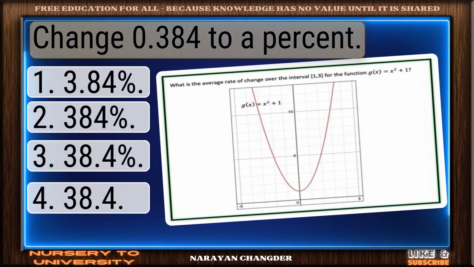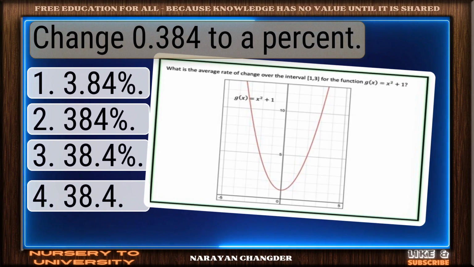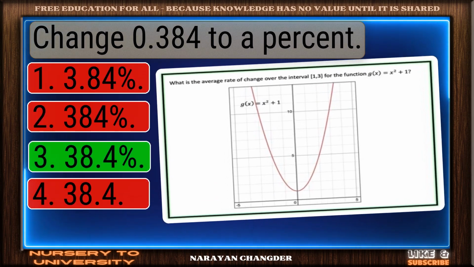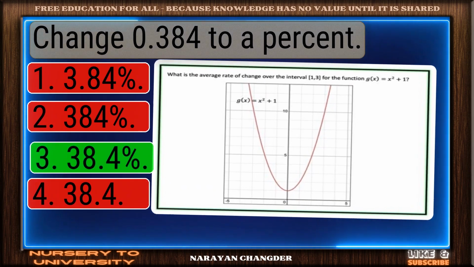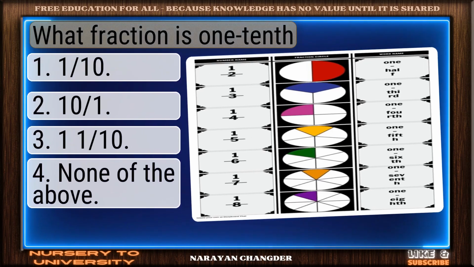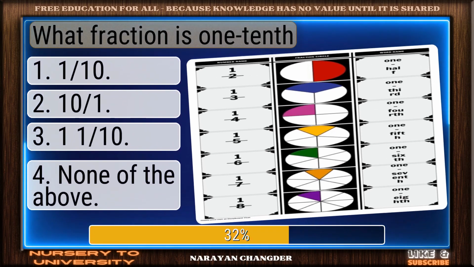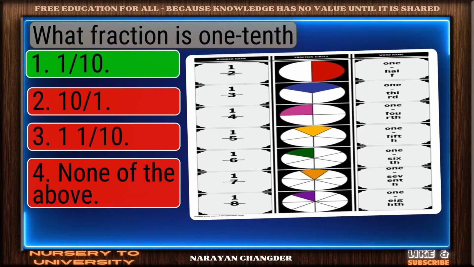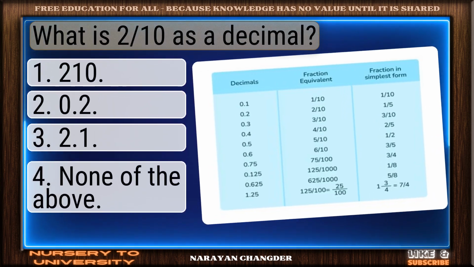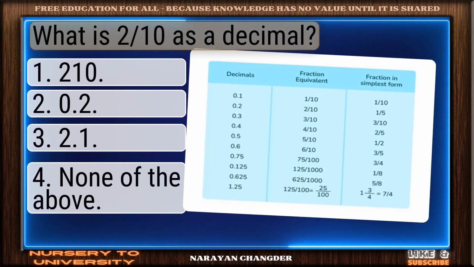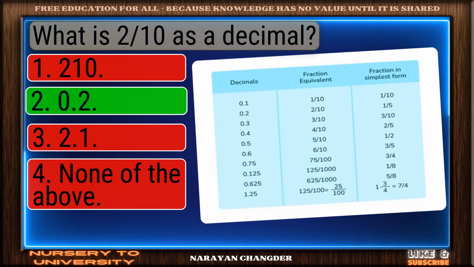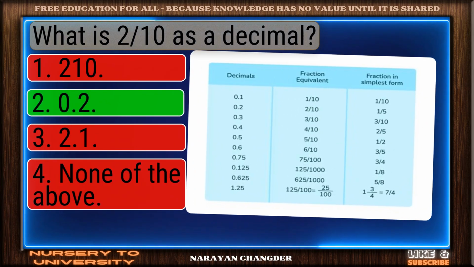Question number 79. Change 0.384 to a percent. Sharp thinking. 38.4% is the right choice. Question number 80. What fraction is 1/10? Solid response. FUP10 is a valid choice. Question number 81. What is 210 as a decimal? Nicely done. 0.2 is a solid answer.